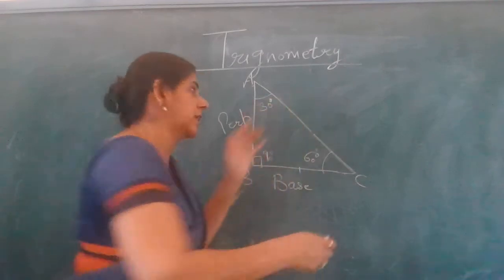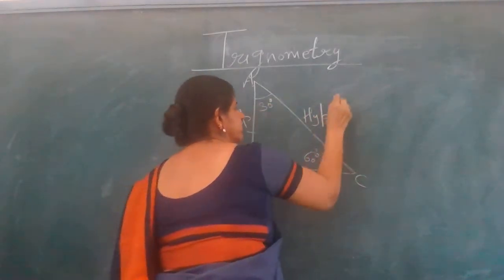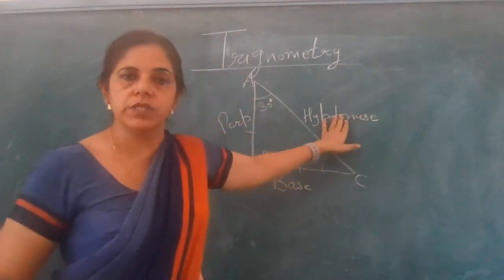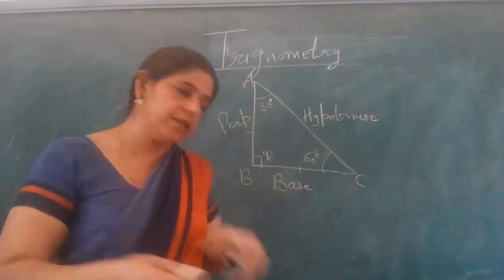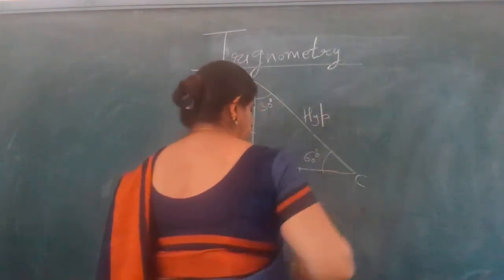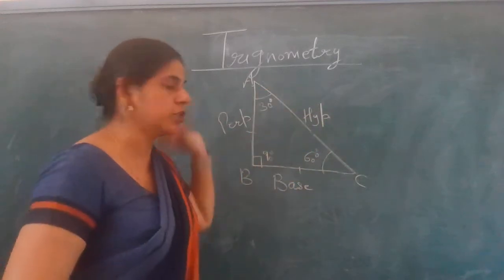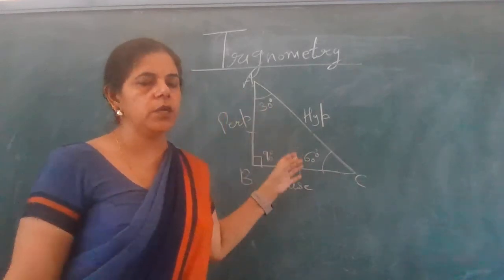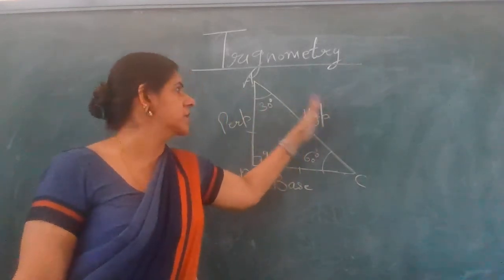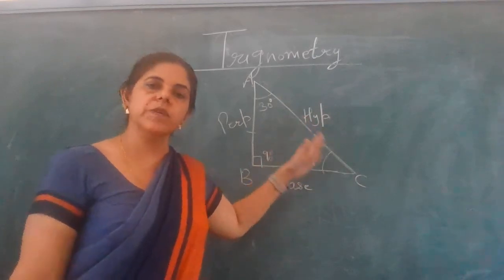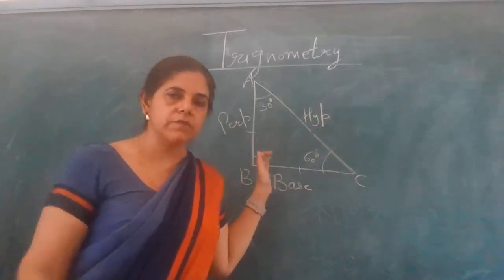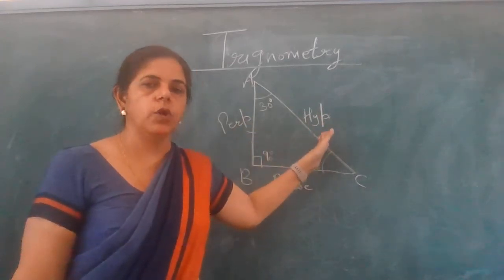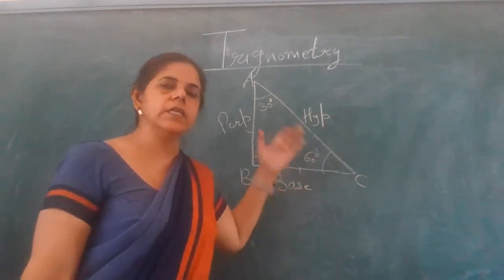We call this largest side the hypotenuse. Now this hypotenuse, we'll write in short form, that is HYP also, hypotenuse. And this hypotenuse is the largest side in a right angle triangle. Rest, perpendicular and base may be equal, may not be equal, but this is always the longest side, because we have the largest angle opposite to it. You must have learned the side opposite to the greatest angle is always the largest, and the side opposite to the smallest angle is always the smallest.